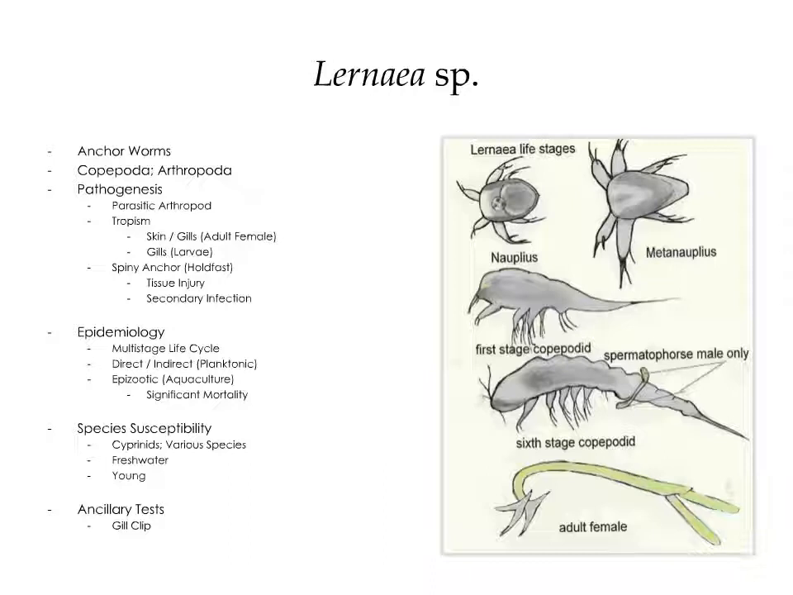In regards to epidemiology, the parasite has a multi-stage life cycle. Transmission is direct or indirect via planktonic larvae. Epizootics are typically associated with aquaculture and can result in significant mortality. Various species of freshwater fish are susceptible to infection, particularly the cyprinids. Younger fish are predisposed. Adult females are easily recognized on gross examination. However, gill clips can be used to identify the larva prior to maturation. The image on the right is a diagram illustrating the various life stages of Lernaea.